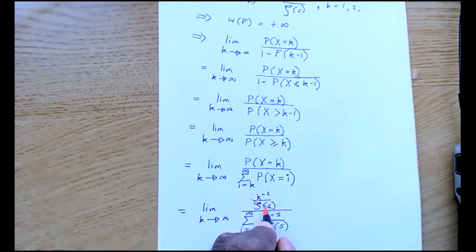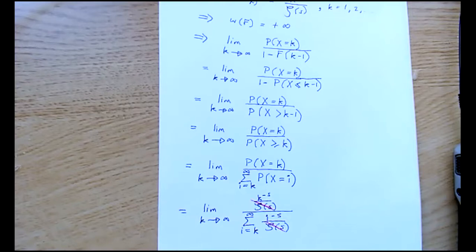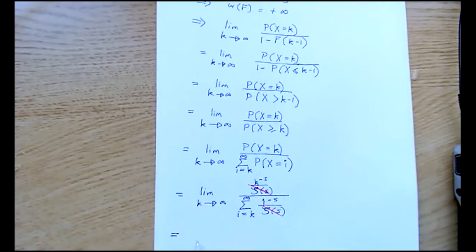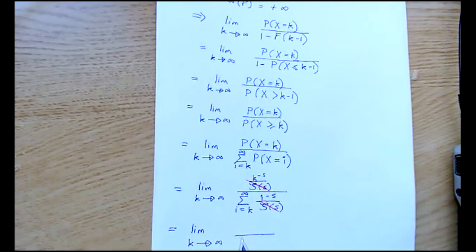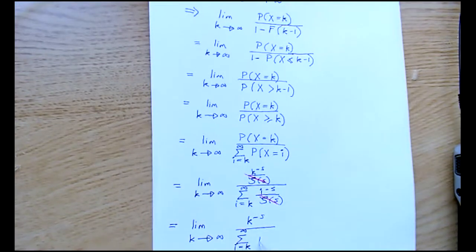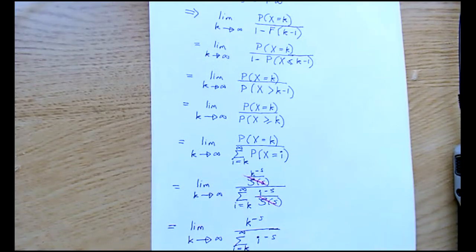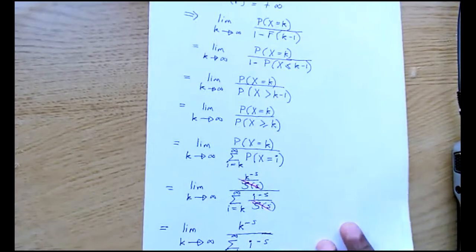Now the zeta function is a constant, so you can cancel this out. Both of these cancel out. If these two cancel out, the only thing that remains is the following: on top you have k to the power minus s, and in the bottom you have the sum from k to infinity of i to the power minus s. Are you okay, guys, so far? Okay, now, let me move to a fresh page.